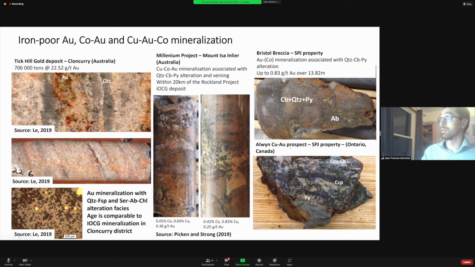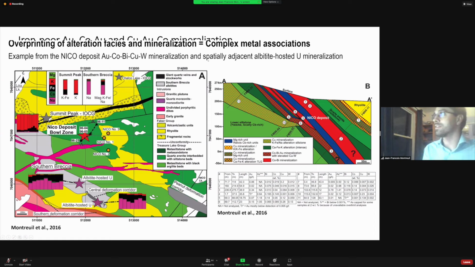And now what's happening as well is that in many of these metasomatic iron and alkali calcic alteration systems, there's going to be the spatial overlap of multiple alteration facies. And once these are overlapping, this can create a very complex and diversified metal association. A good example of that that we have in Canada is what's happening inside the Nico deposit.